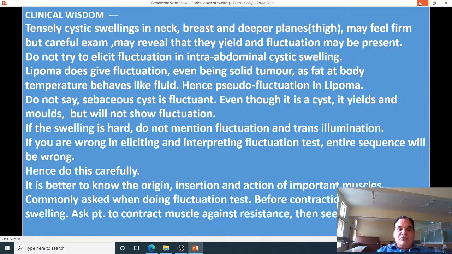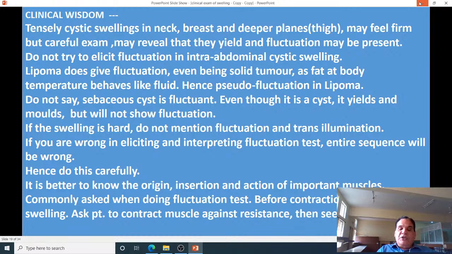Lipoma does give fluctuation even though it is a solid tumor. Why does it give fluctuation even if it is solid? Because fat at body temperature behaves like fluid. That also gives cross fluctuation, or a pseudo fluctuation, in lipoma. Why does it occur? Fat at body temperature behaves like fluid. There is no fluid, so it is pseudo fluctuation.